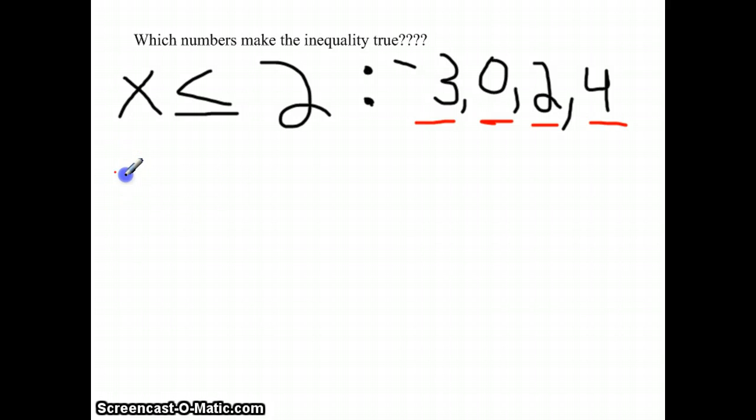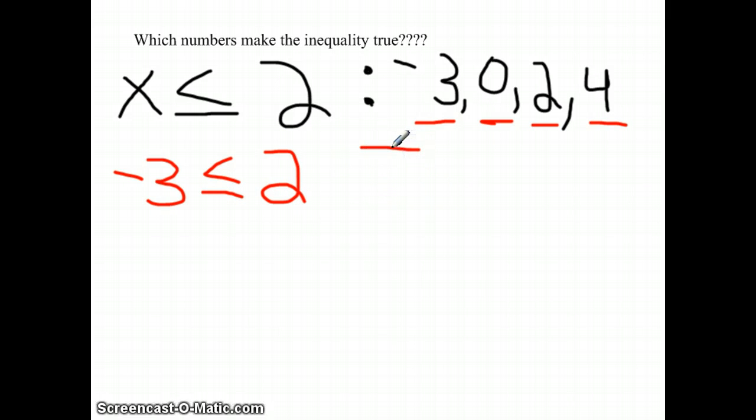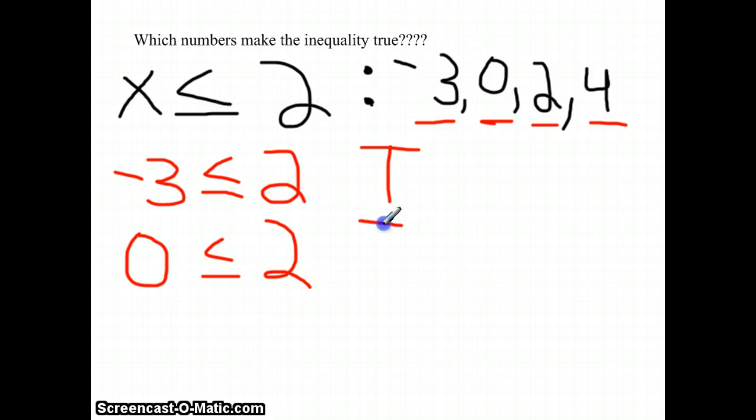So first one we have is -3, and we say is -3 less than or equal to 2? Well, we know that that one is true because -3 is less than 2, so that would mean it is also less than or equal to 2. Next we'd plug in 0 for x, so we have 0 is less than or equal to 2. We also know that that is true because 0 is less than 2.